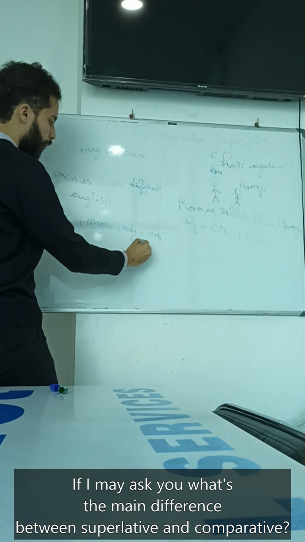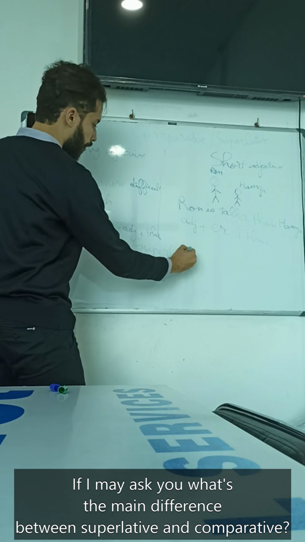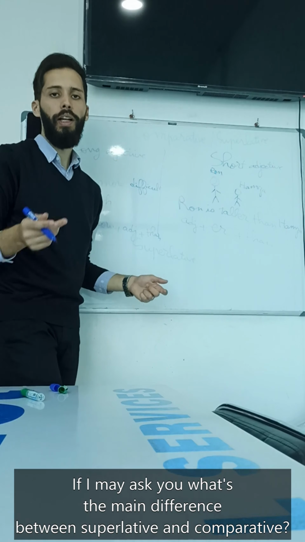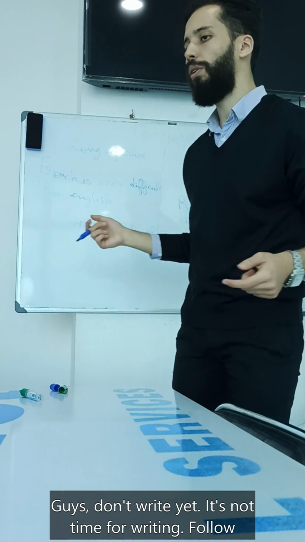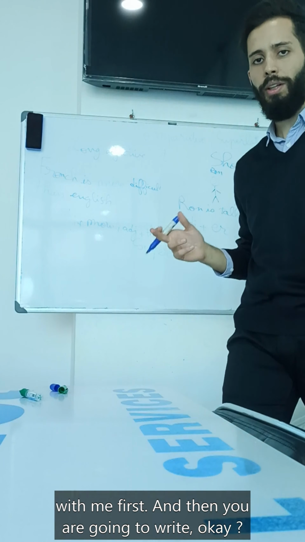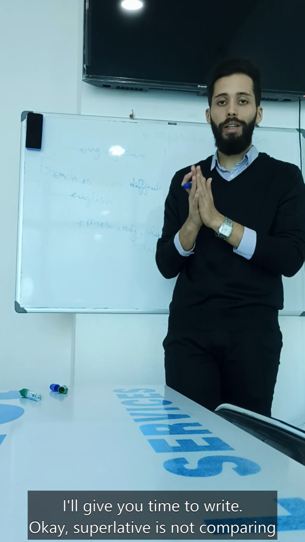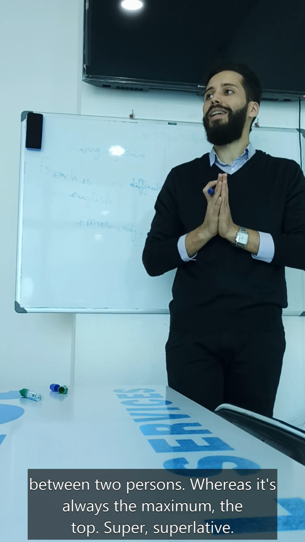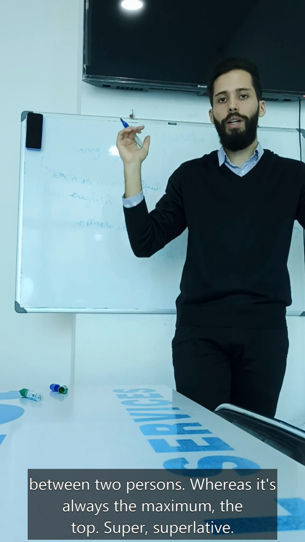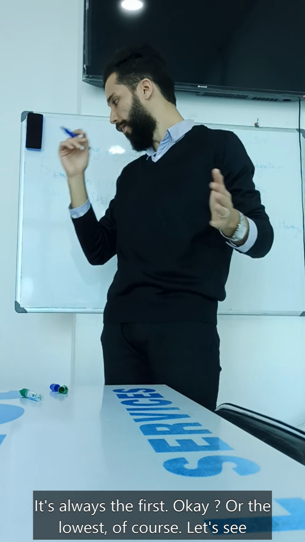If I may ask you, what's the main difference between superlative and comparative? Guys, don't write yet. It's not time for writing. Follow with me first, and then we are going to write. Okay, I'll give you time to write. Okay, superlative is not comparing between two persons, whereas it's always the maximum, the top, superlative. It's always the first, okay, or the lowest, of course.